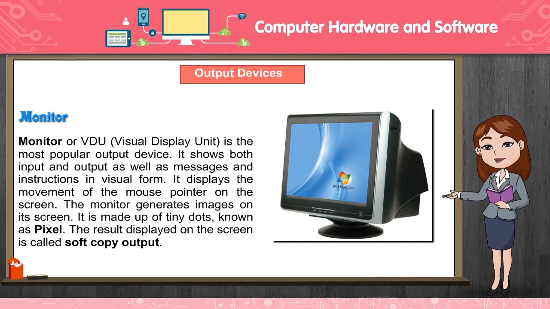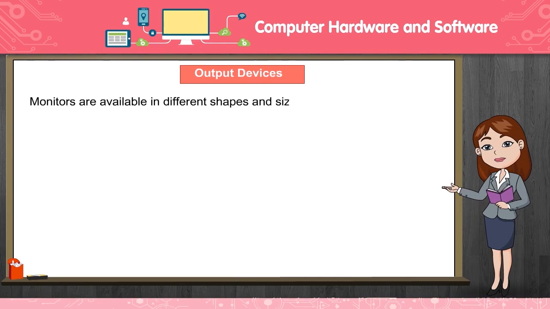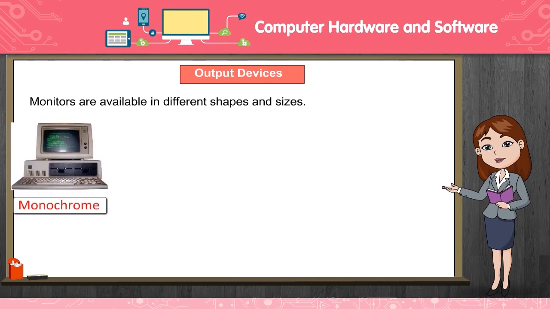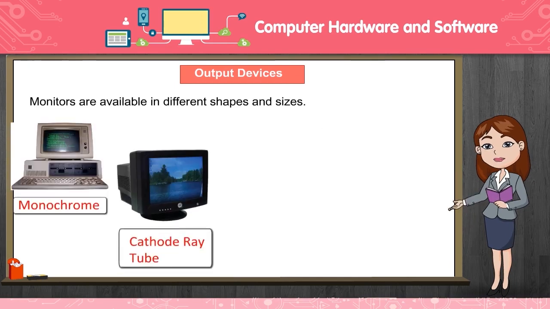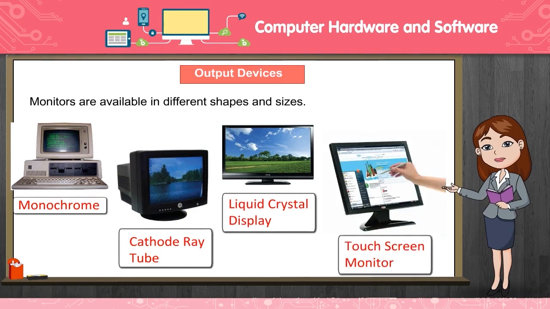The monitor generates images on its screen. It is made up of tiny dots known as pixels. The result displayed on the screen is called soft copy output. Monitors are available in different shapes and sizes: monochrome, cathode ray tube, liquid crystal display, touch screen monitor.